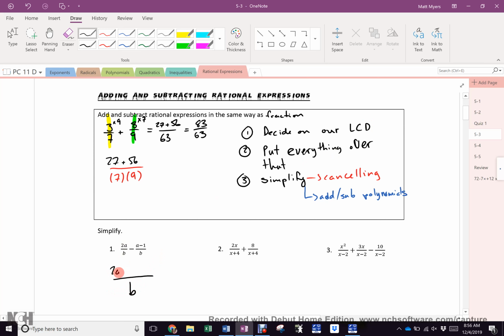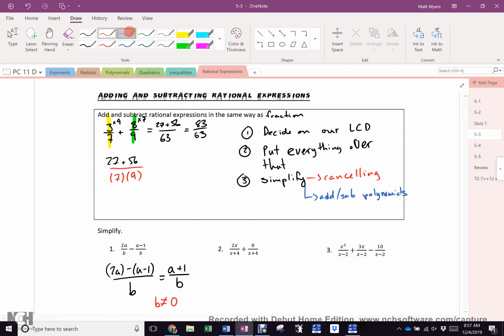Now I have 2a minus a minus 1. What is 2a minus 1a? A. And what is minus 1? Plus 1. Over what? B. And I'm done. Except, what do I have to remember? B can't equal what? 0. Everybody cool? Easy one, yeah?